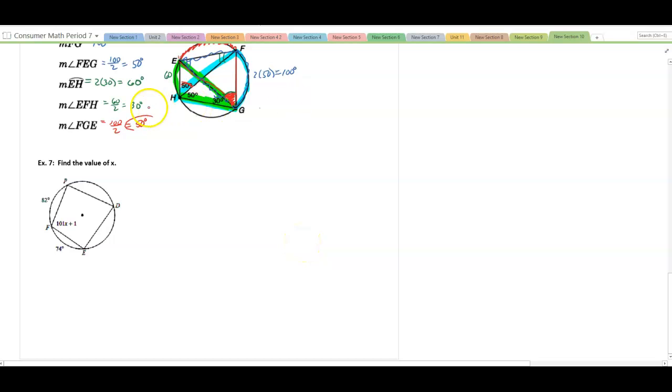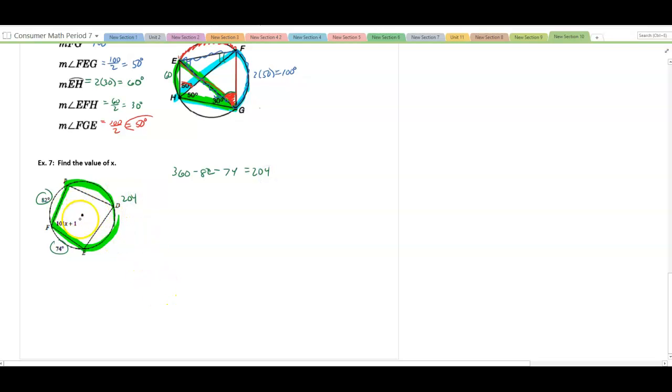Now the last one says, find the value of x. These are tough, but not impossible. If I look to find x, I know that it's in this inscribed angle. And that inscribed angle eats this arc. So I have to determine, can I find the measure of that arc? Well, what do all three of these arcs have to add up to? 360. So 360 minus 82 minus 74 will give me 204 degrees.